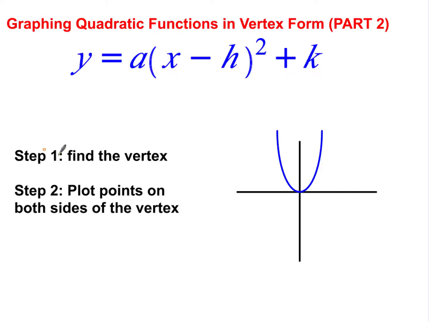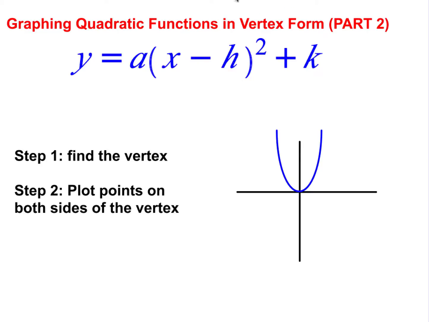So real quick review. This is the vertex form for a quadratic function. This exponent right here, this exponent of the power of 2, is what makes this a quadratic function. Because it has this power of 2, that tells us the graph is going to make this parabola, which is the U shape.